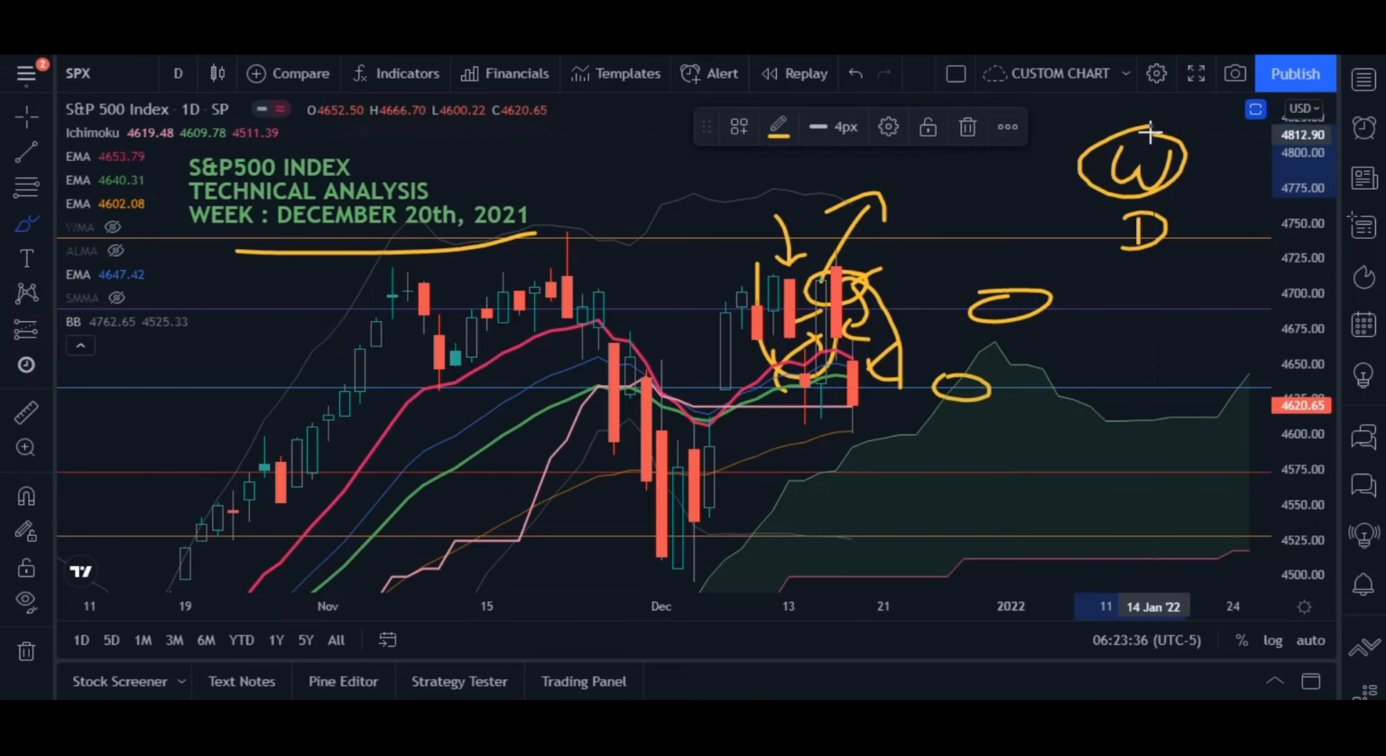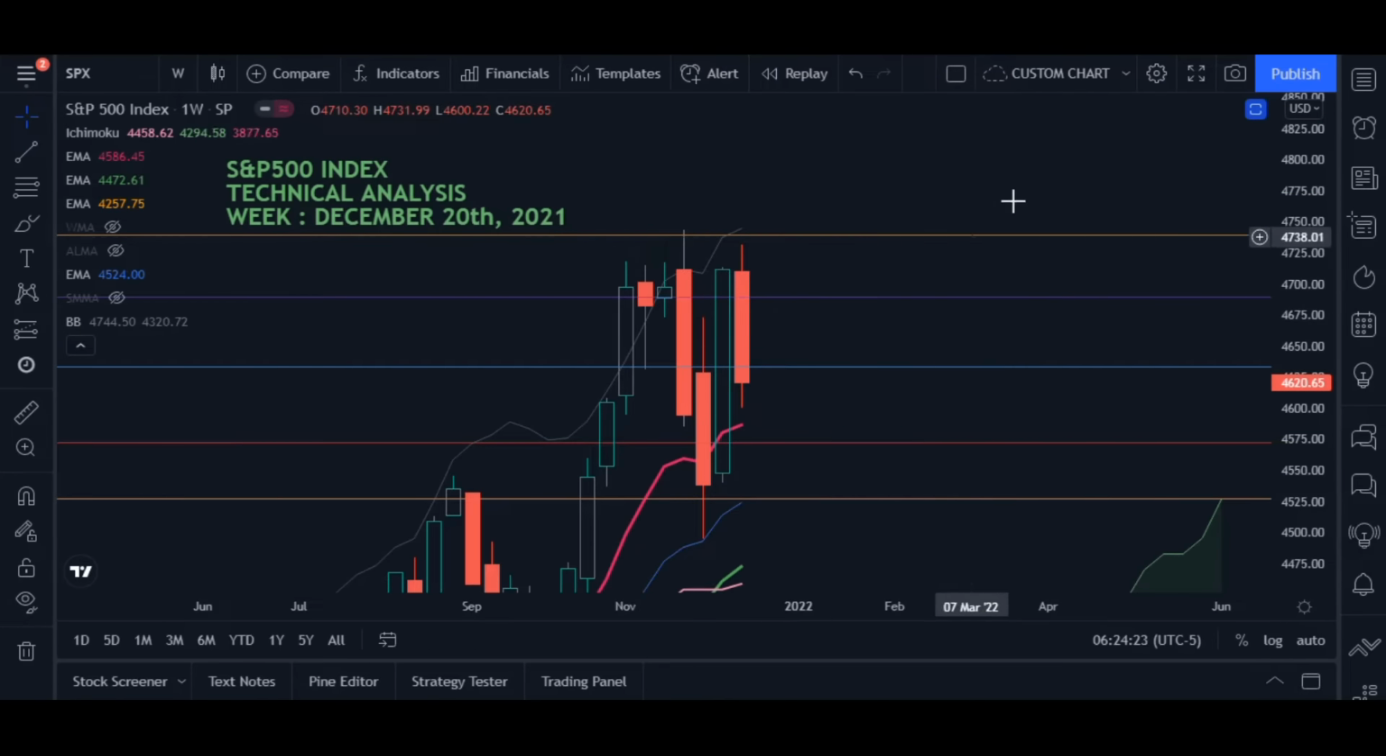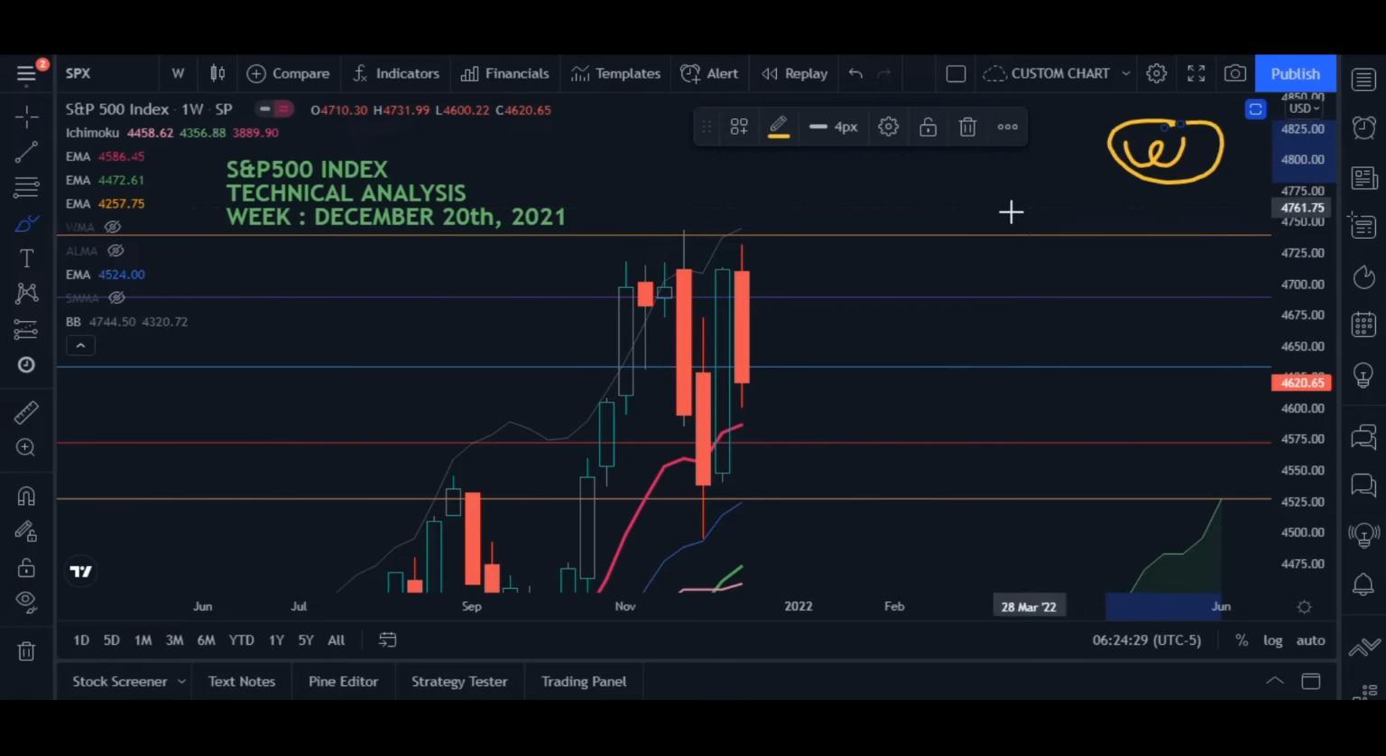I will begin with the weekly chart. We are here on the weekly chart, where one candle represents one week. As we always do, we do the technical analysis on the weekly and the daily charts, and this is how we get the most accurate results.